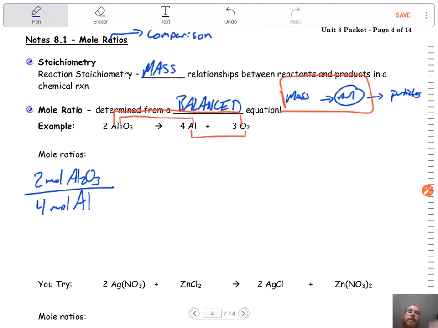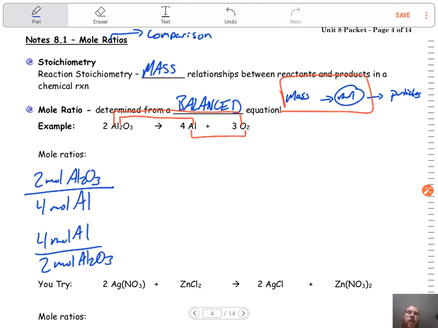Do not simplify them. When you start applying them and doing mole-to-mole problems and gram-to-gram problems like we're going to do throughout this whole unit, that's when you can reduce them down when you get into a T-chart. But for now, if you're asked to just write the mole ratio, keep it like you see it right here. Don't reduce it down. The other thing, on the flip side, is we could also have written this as 4 moles of aluminum compared to 2 moles of aluminum oxide.